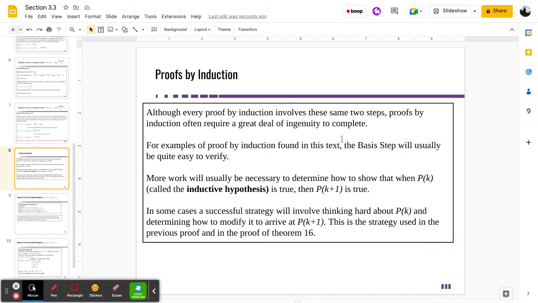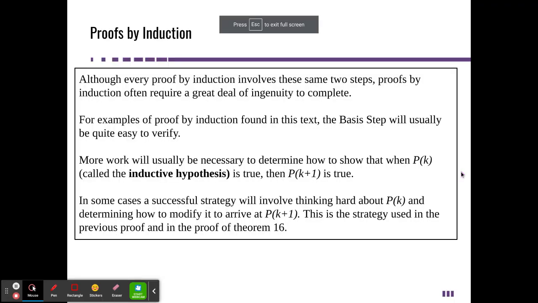All right, so picking up where we left off with the previous video. In some cases, a successful strategy involved thinking hard about P of K and determining how to modify it to arrive at P of K plus 1. This is a strategy used in the previous proof, and we're also going to use it in Theorem 13. So here we go. Let's go full screen and clicky.